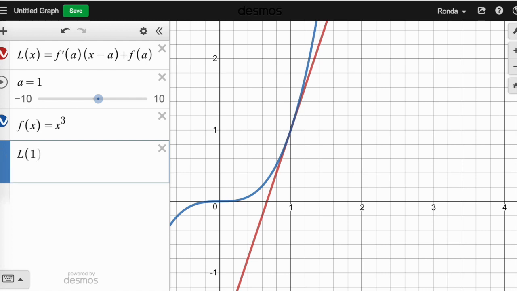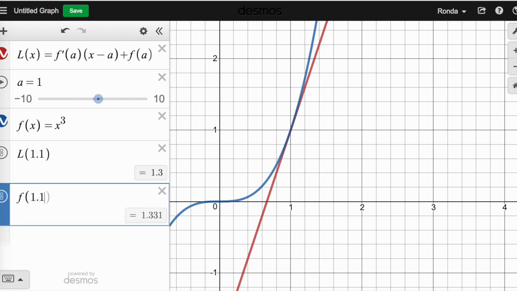It's going to do all the hard work for us. At 1.1, we get 1.3 as our approximation. Now the actual f of 1.1 gives us 1.331. So we're pretty close here. Our linearization gives us 1.3 and the actual is 1.331.